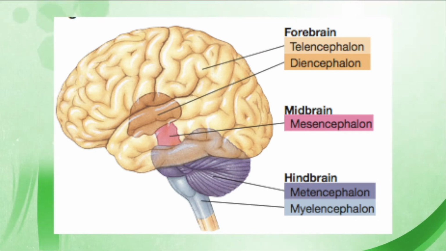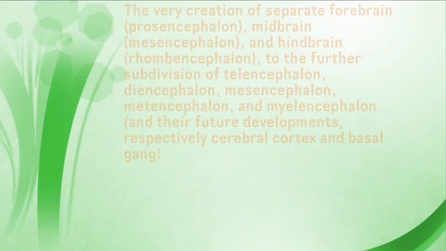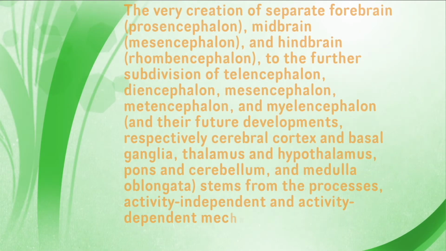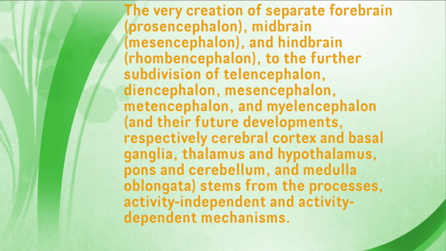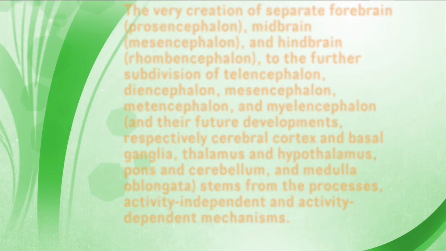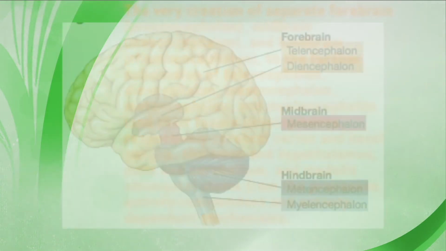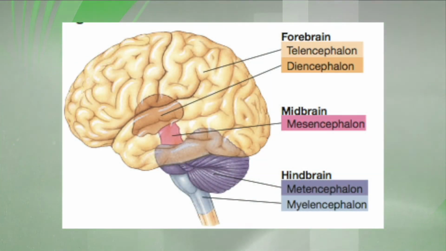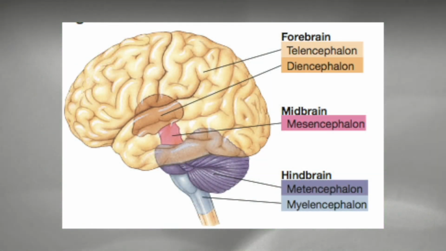So the very creation of a separate forebrain, which is prosencephalon, midbrain, mesencephalon, and hindbrain, or rhombencephalon, to the further subdivision of telencephalon, diencephalon, mesencephalon, metencephalon, and myelencephalon, and their future developments, respectively cerebral cortex and basal ganglia, thalamus and hypothalamus, pons and cerebellum, and medulla oblongata, stems from processes, activity-independent and activity-dependent mechanisms, some of which are truly cognitive, in the sense of sensorimotor underpinnings to behavior analyzed in developmental neuroscience.